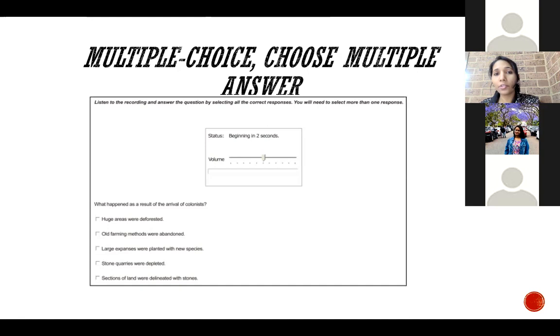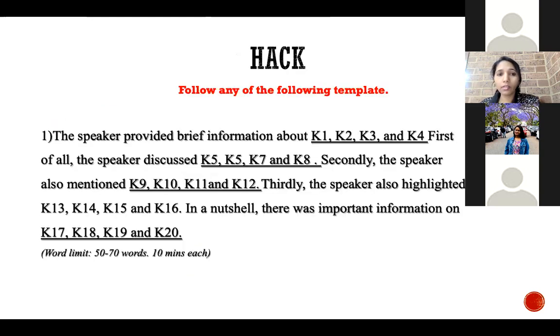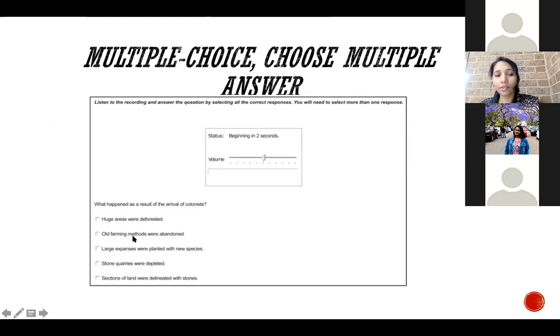Each time you choose the third option, you get 1 point. The key is not to choose another option because you're taking a risk. There is negative marking, so if your answer is wrong, you're taking a risk. Especially for multiple choice, multiple answer, it is for sure that your third option is the answer. If you have two questions, you have 1 point in your pocket. Three questions, you already have 3 points in your pocket.